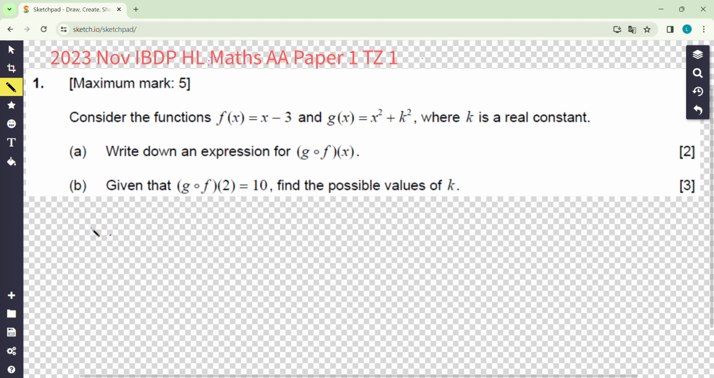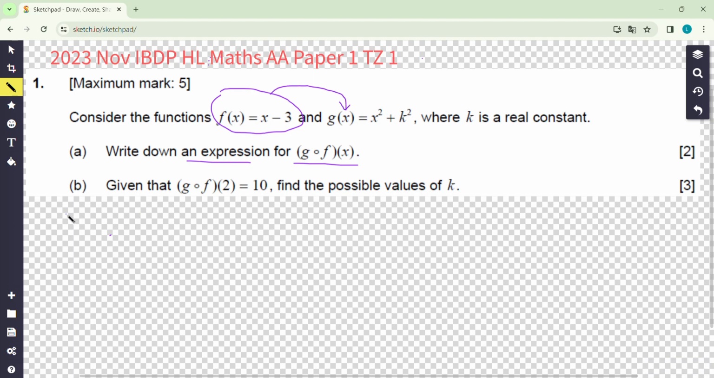Here we change to mathematics, the November paper. Start with paper 1, question number 1. Remember, in this paper you don't have a calculator. For part A, it is the right hand expression for g of x. The first thing you need to remember is the sequence. You need to substitute f(x) into g(x) and you'll get the result.